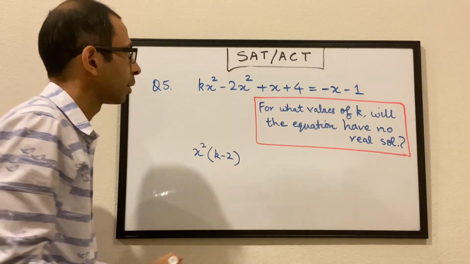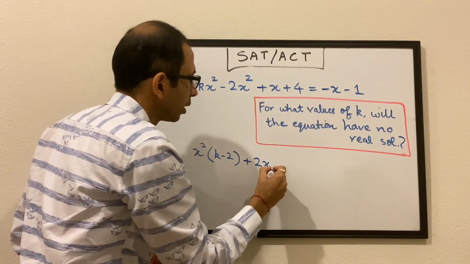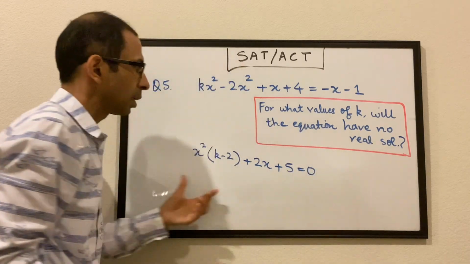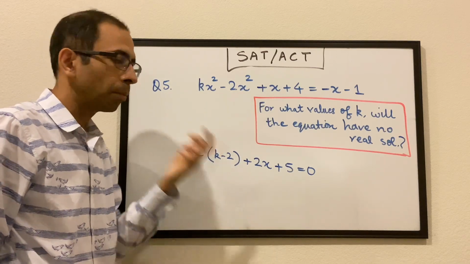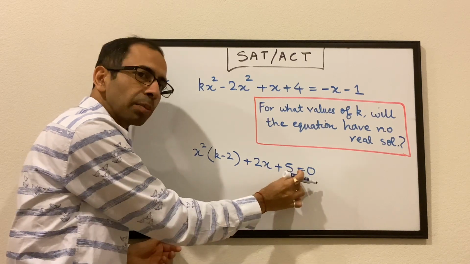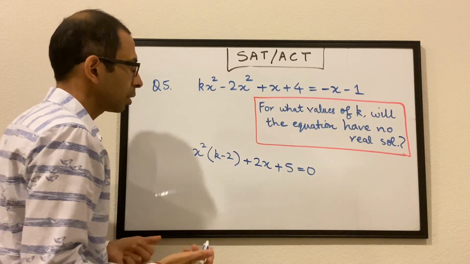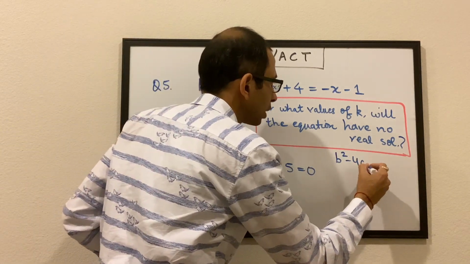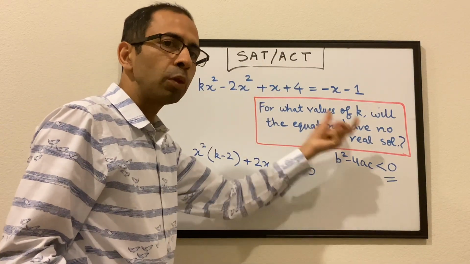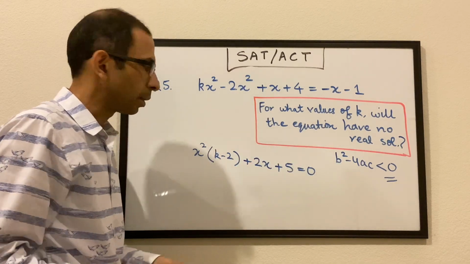The coefficient of x square. I bring minus x to this side, so it becomes plus x plus x is plus 2x. And similarly, minus 1 becomes plus 1, so 4 plus 1 is 5. So this is my standard equation. I've just rewritten this question into this form so that I can identify my a, b and c. Now this is my a, this is my b and this is my c. For a quadratic equation to have no real solutions, as we just discussed, b square minus 4ac, the discriminant, has to be less than 0. Because when this is less than 0, the square root of a negative number will be imaginary or not real, and hence the entire solution will become imaginary.